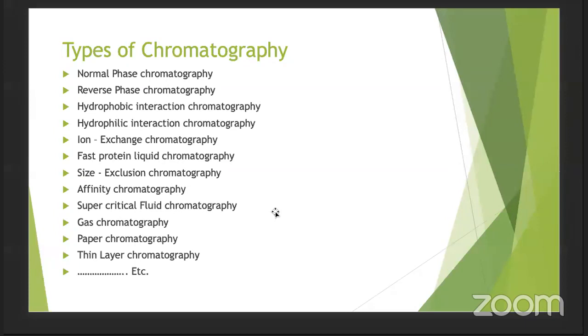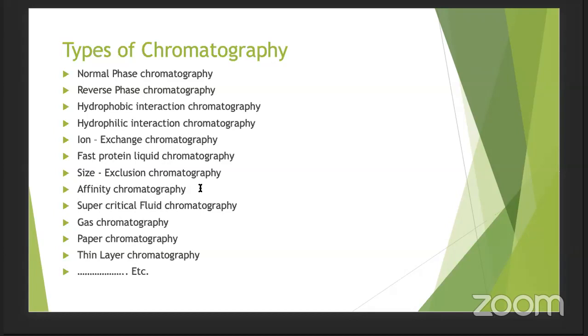Then ion exchange, where there are ions in your component that you want to separate, and the stationary phase also has ions. So basically there is a temporary replacement of ions of the component molecule with the resin or the stationary phase, and further when you elute it, you get the separation done. Then fast protein liquid chromatography, used to separate proteins. Then size exclusion chromatography, where separation is on the basis of size.